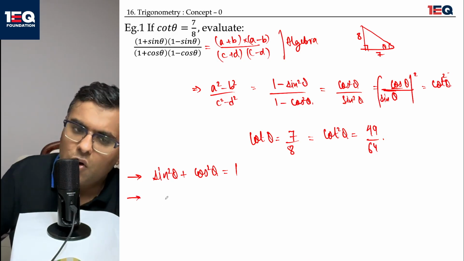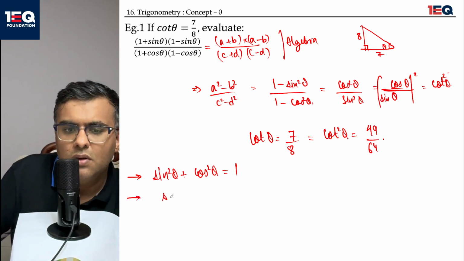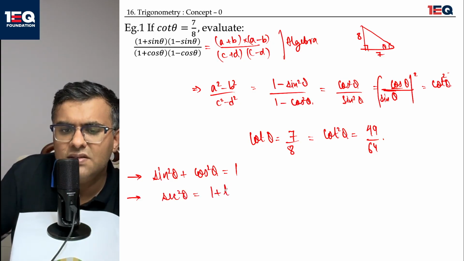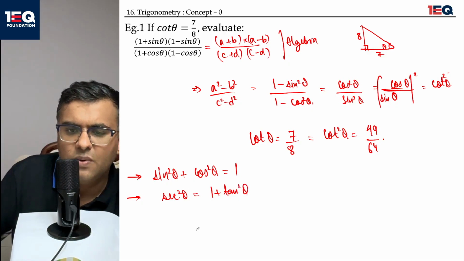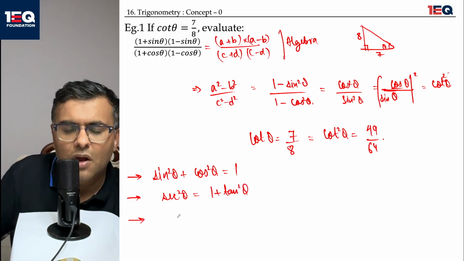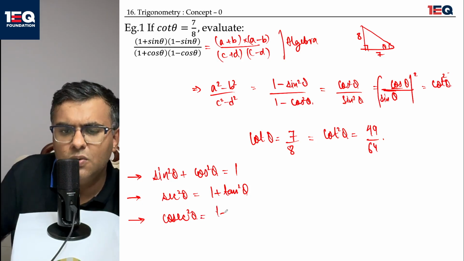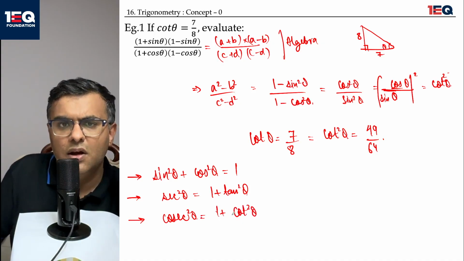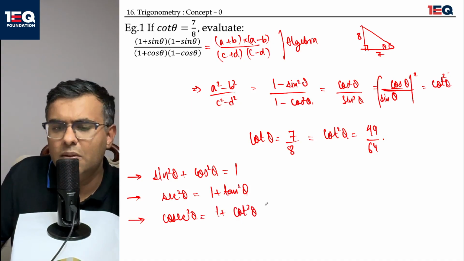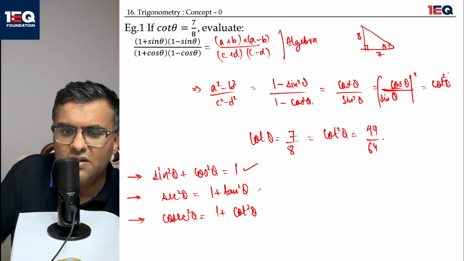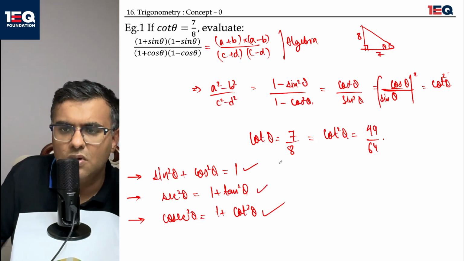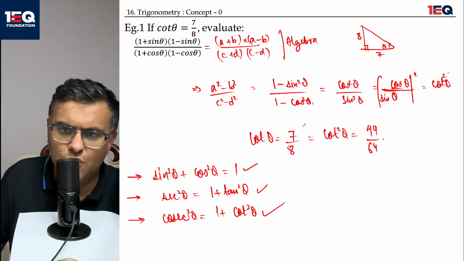Further, sec square theta is equal to 1 plus tan square theta. Further, cosec square theta is equal to 1 plus cot square theta. So these are the three identities which you must know, and these were the ones which I used here.